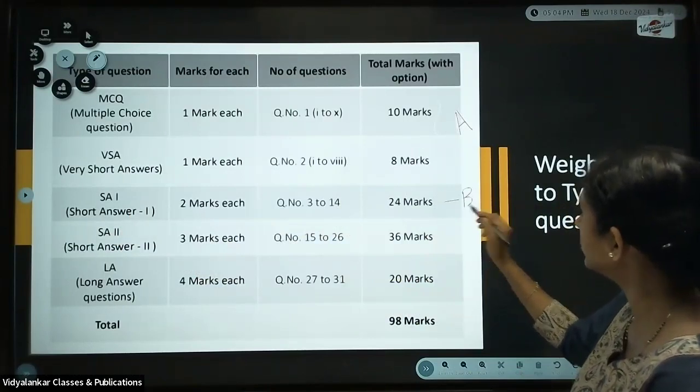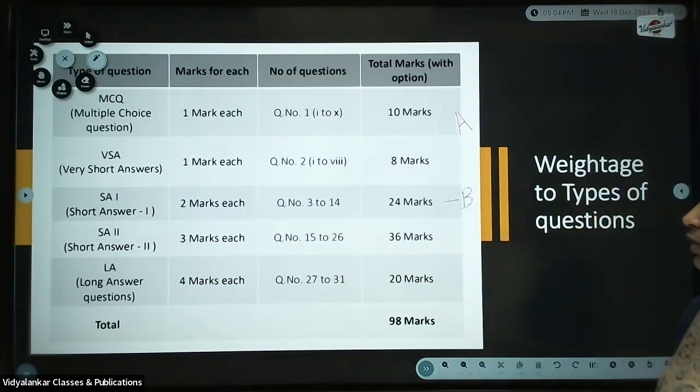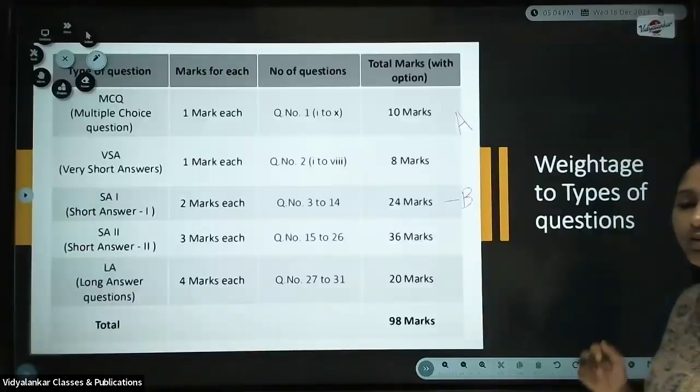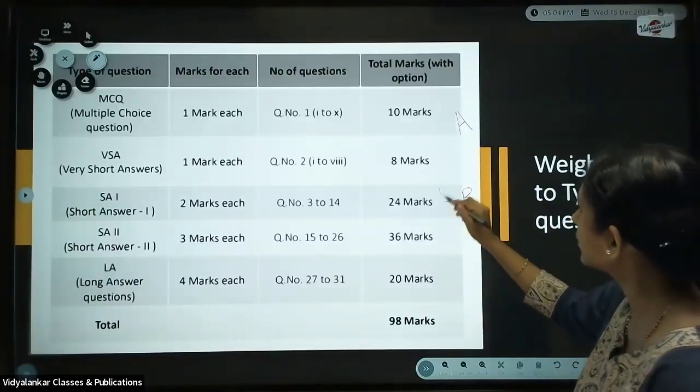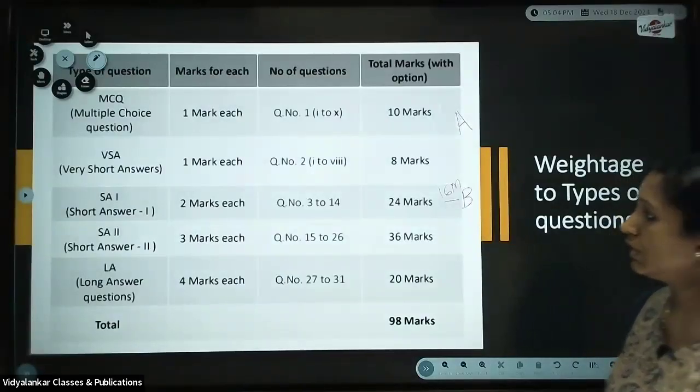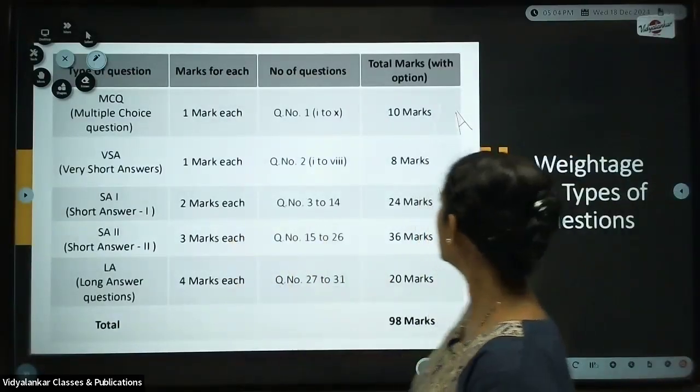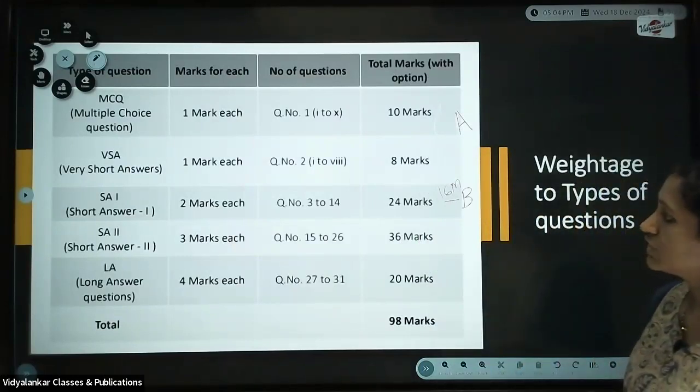Okay, and this is our section B. And from 24, you are going to give your attempt for 16 marks. This is our section B. Now the next is section C.